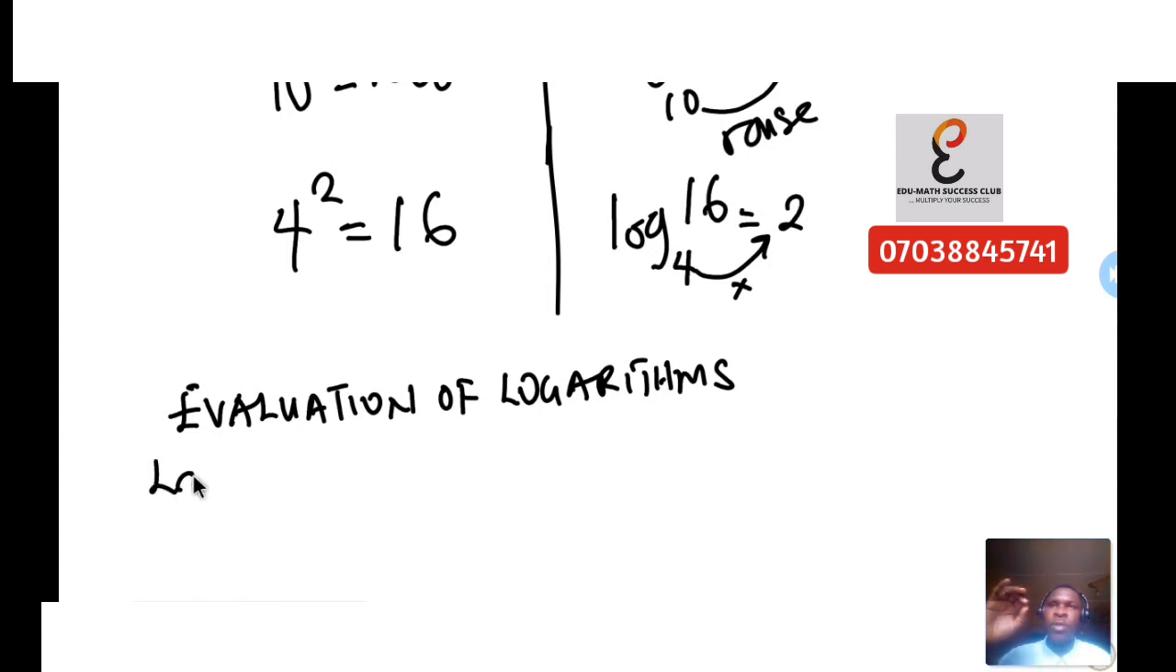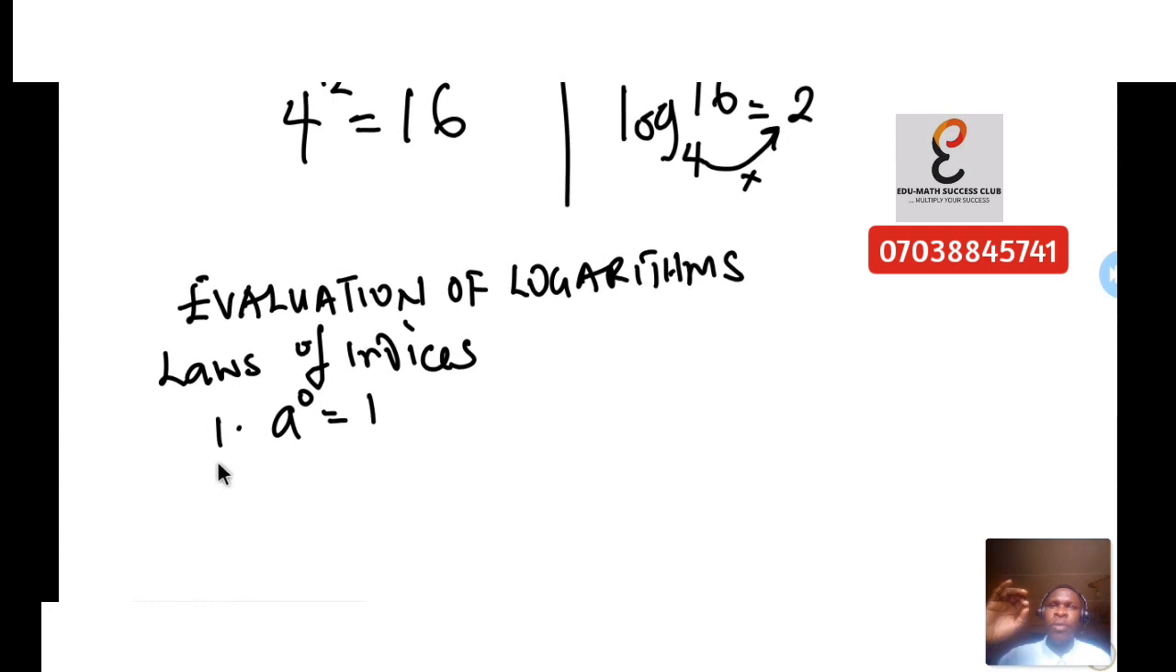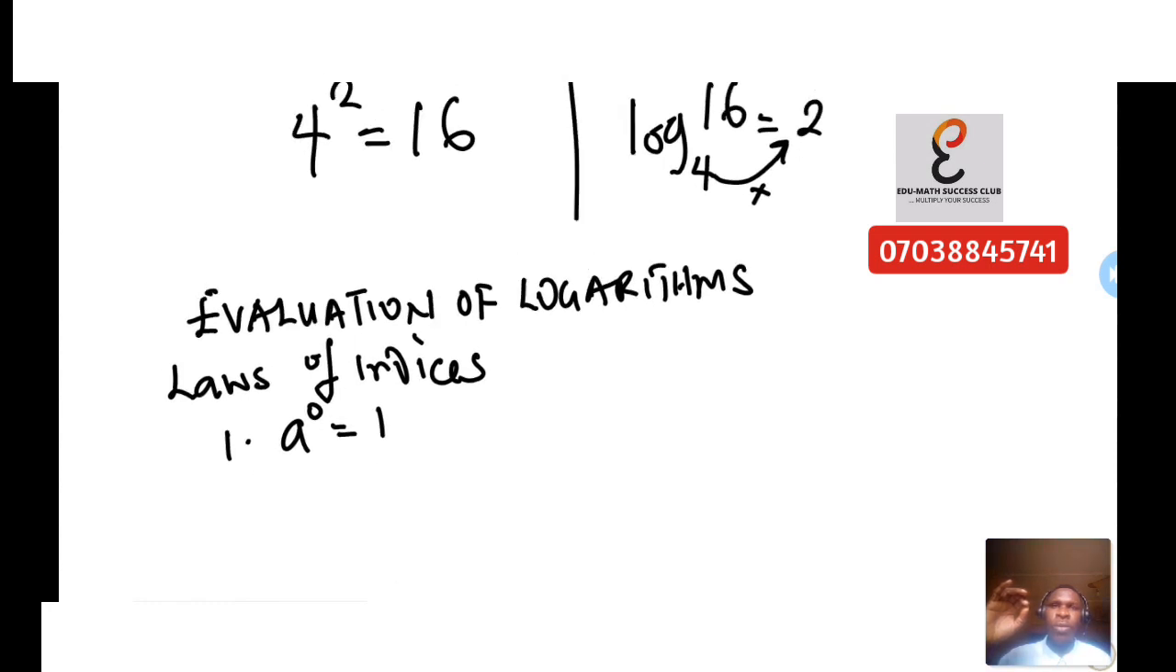For laws of indices, I've explained the laws. So you have a to the power 0 is 1. That's any number to the power 0 will give you 1. I'm just trying to do a recap. Now you have another law, a to the power x times a to the power y is equals to a to the power x plus y. That's when you're multiplying indices with the same base a, you add the powers. That operation is similar in logarithms, as we'll be seeing later.